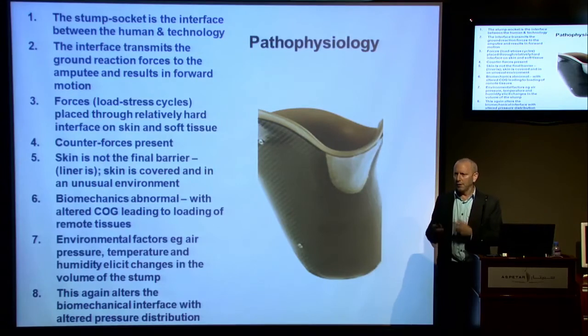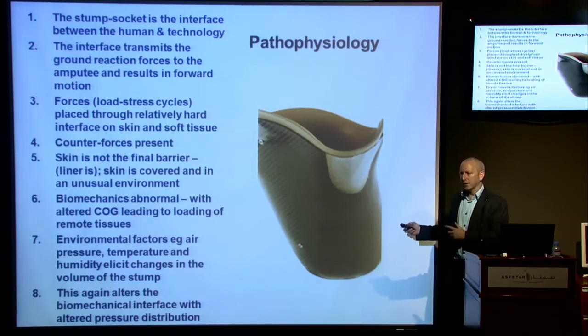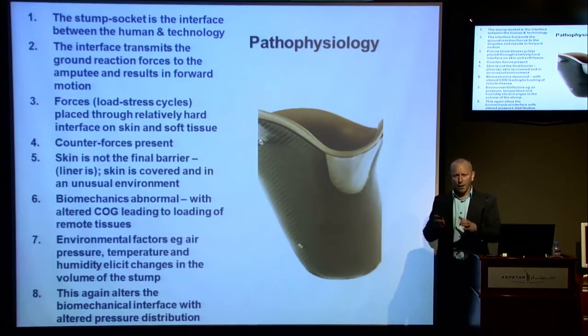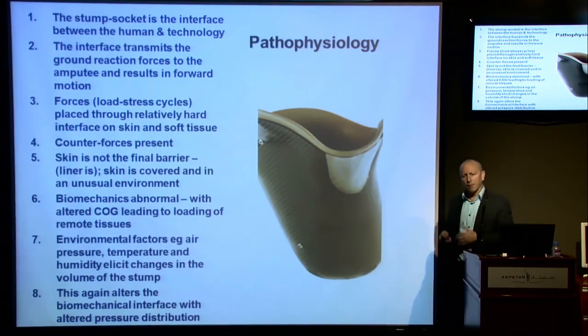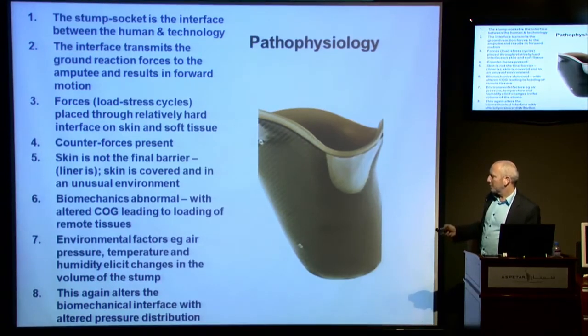So the first important thing that if you're flying with athletes who have residual stumps, get them to leave the liner on or put a compression bandage over the stump while they're flying. So what happens then is you start restricting the amount of swelling of that stump, and that will actually lead to a better prognosis. So when the volume of the stump changes, that alters the biomechanic interface with altered pressure distribution.